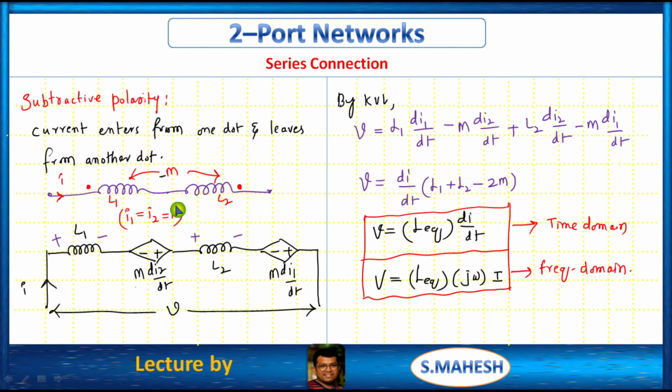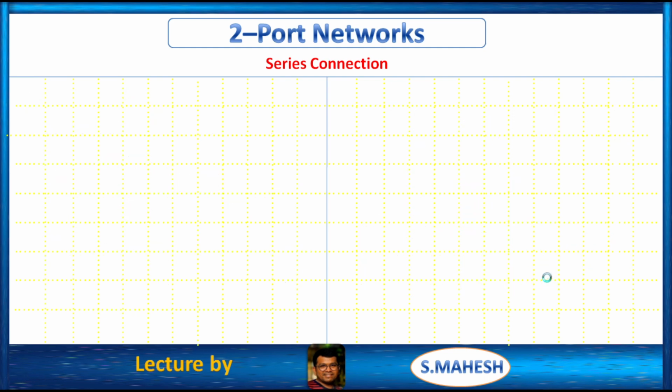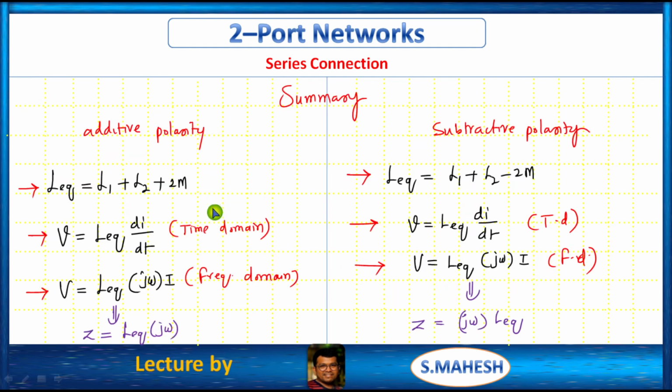Like that, in case of subtractive polarity, current enters from one dot and leaves from another dot. Therefore we are having L1 plus L2 minus 2M. That's it. This is about time domain with respect to frequency domain. So this is about the summary.